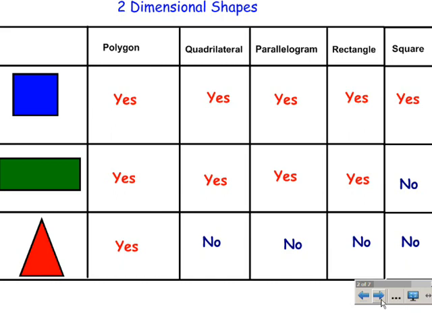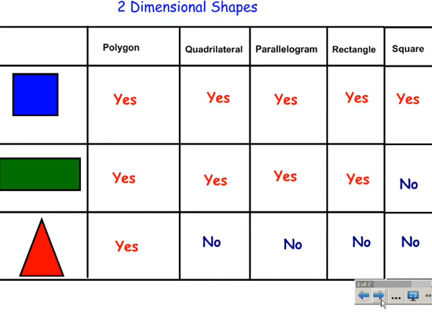Now let's look at a rectangle. A rectangle can be categorized as a polygon, as a quadrilateral, as a parallelogram, and of course, as a rectangle. But it cannot be categorized as a square because it does not have four equal sides.